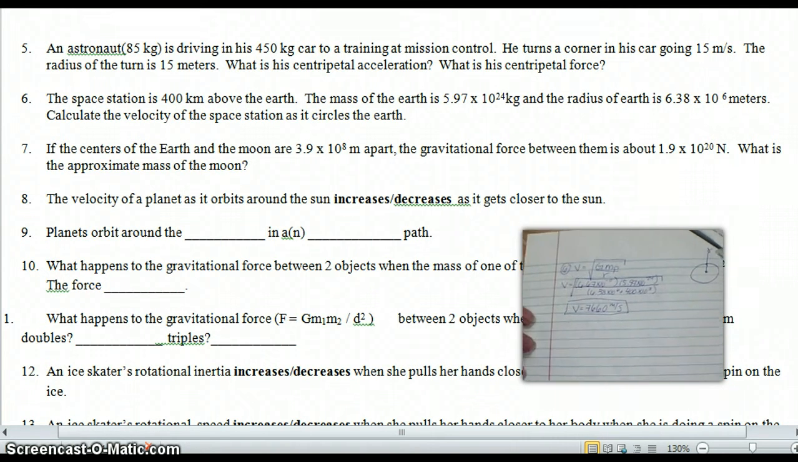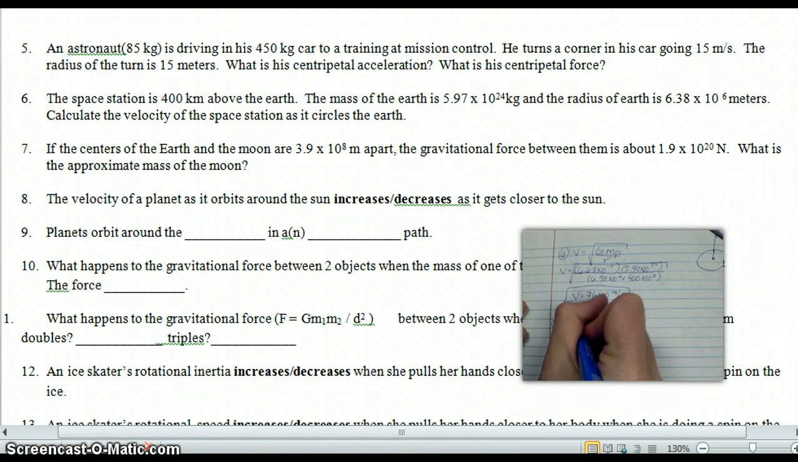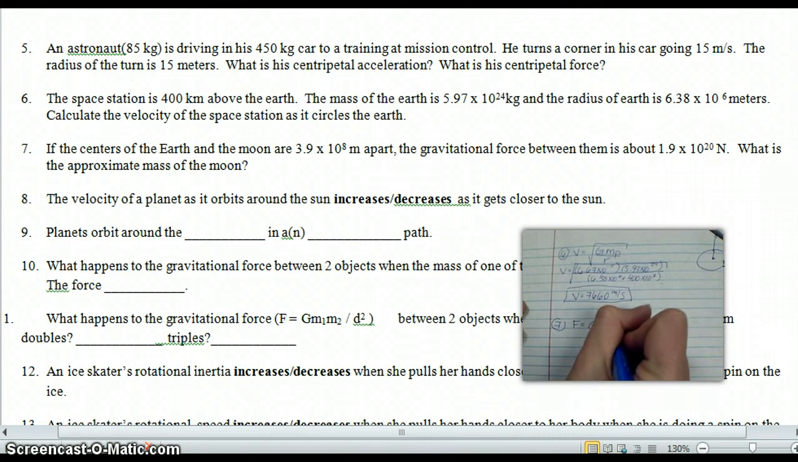Moving on to number 7, it says if the centers of Earth and the Moon are 3.9 times 10 to the 8th meters apart, the gravitational force between them is about 1.9 times 10 to the 20th newtons. What is the approximate mass of the Moon? So it tells us gravitational force. That's our key word to know. We're using our F equals G m1 m2 over r squared equation.